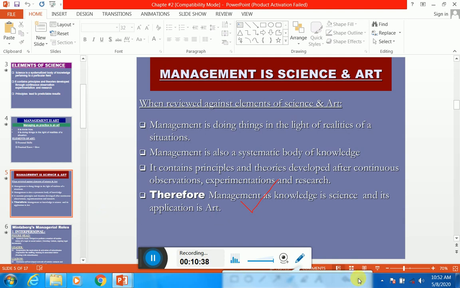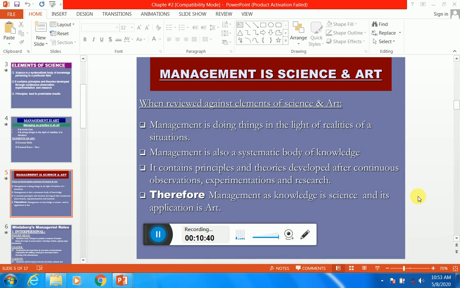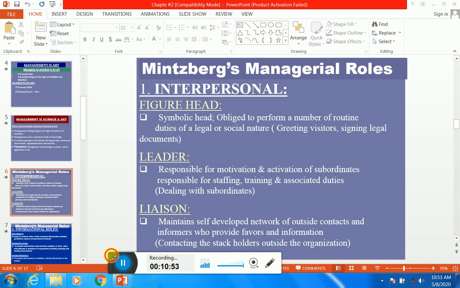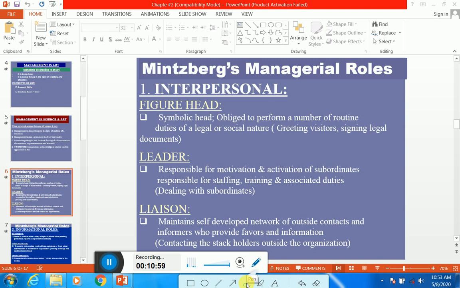Now we will move to the next slide, and this slide is about the managerial roles. First of all, let me give you a bit of an idea about the managerial roles. First I should highlight the name of the person, the name of the individual.